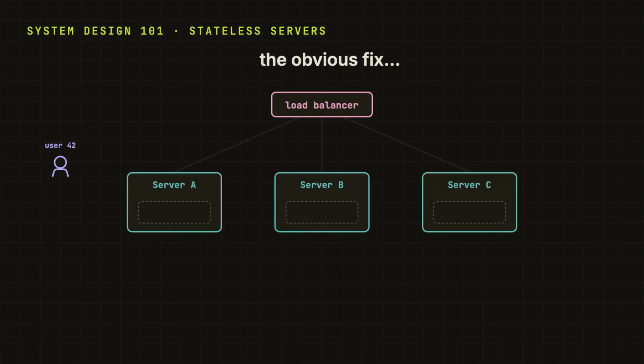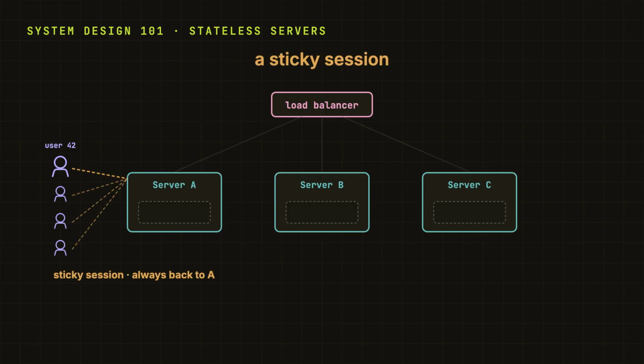Okay, so the obvious fix. If server B does not know user 42, just make sure user 42 always goes back to server A, the one that does. And load balancers can do exactly this. It is called a sticky session. The balancer pins you to one server and keeps sending you there. Affinity, they call it. And it works for a while.